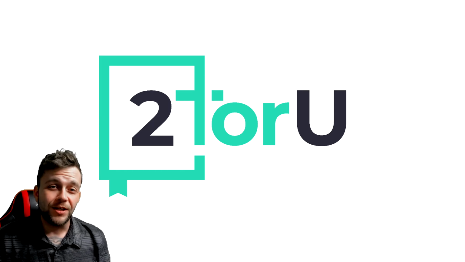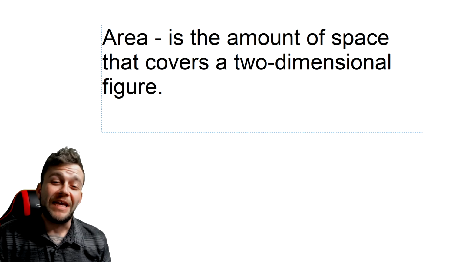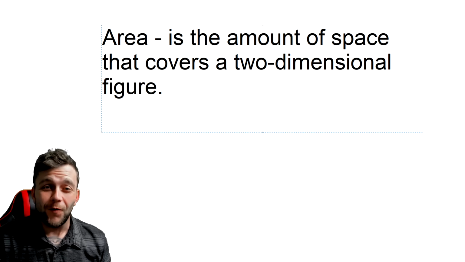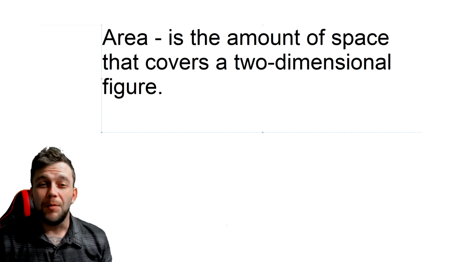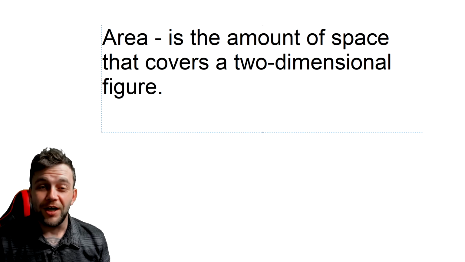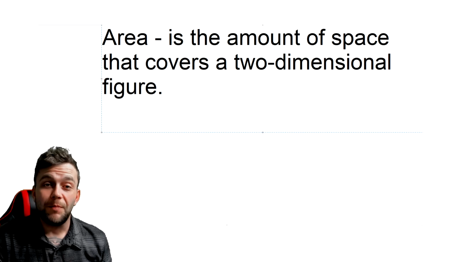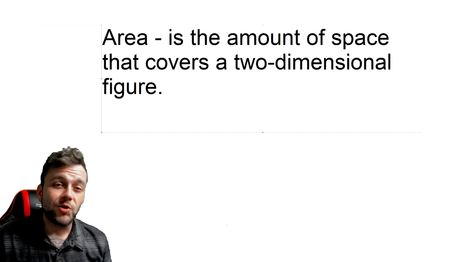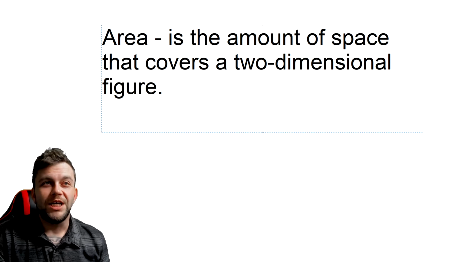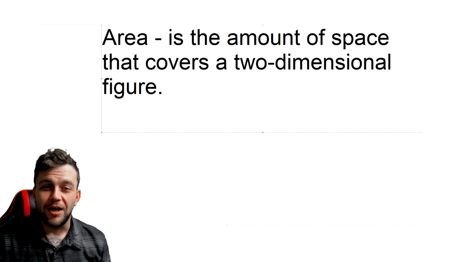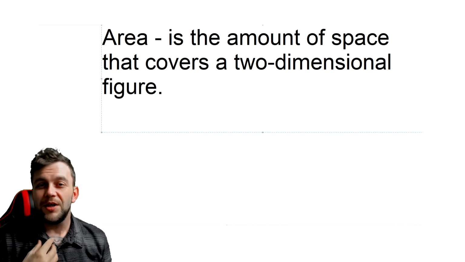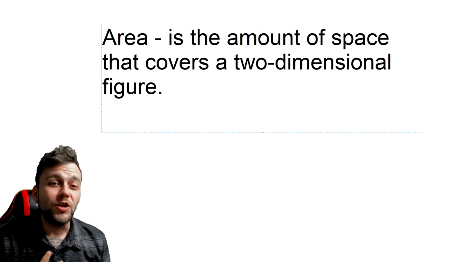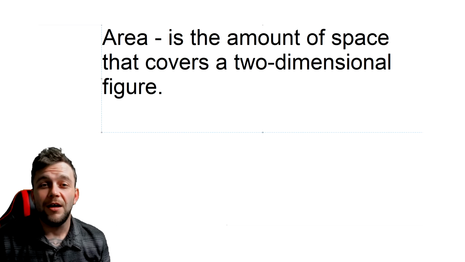Area is the amount of space that covers a two-dimensional figure. That's a very official type of definition, but the best way I can describe it is to think of the amount of space that a carpet takes up. There's a certain length and a certain width, or a certain surface that it's going to take up, right? And so that's the best way to get initially warmed up to the idea of what area is. It's only two dimensions, so usually just length and width.